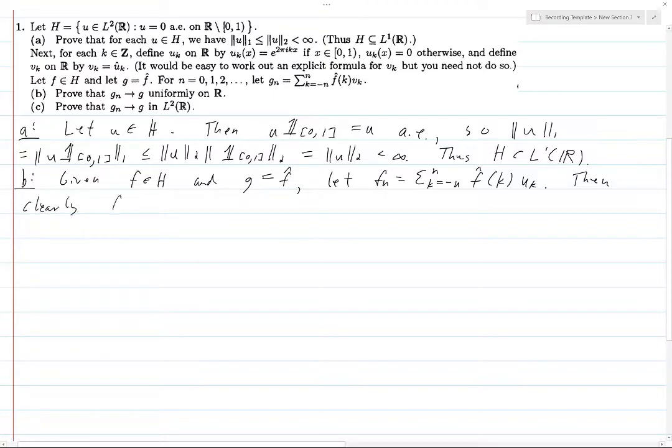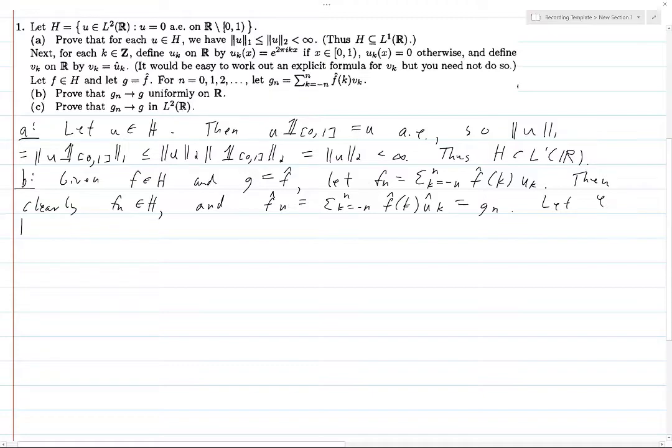Then clearly f_n is in H. Why is that? It's because it's just a linear combination of the u_k, and the u_k are in H, which is easy to see. Well, just by definition, actually. So that's in here. And f_n hat is equal to the sum from k equals minus n to n. The f hat(k)'s are scalars here, so they come out. But we put the hats on the u_k's. But this is just g_n by definition, because u_k hat is equal to v_k. So that's that.